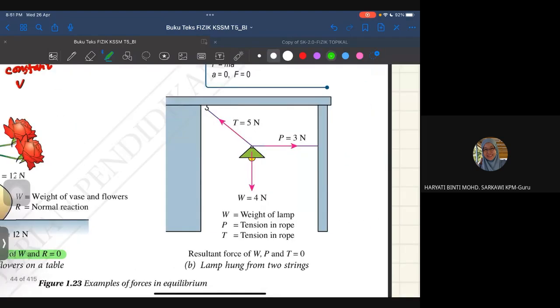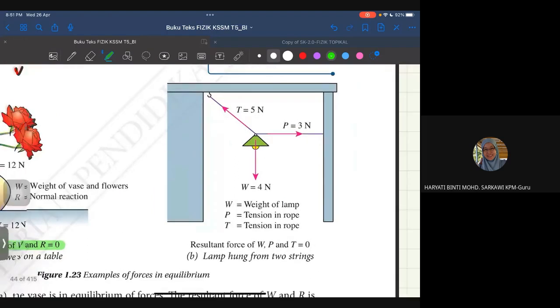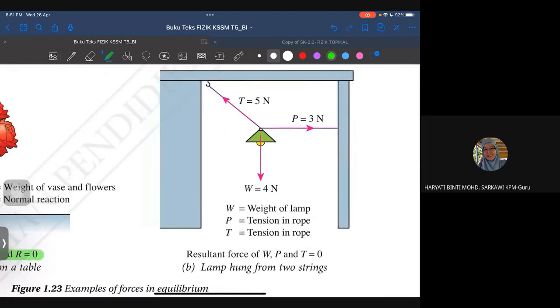We have another system where we have a lamp hung from two strings. We have the lamp and then there are two strings, one here and another one here, and the lamp is stationary. When the lamp is stationary, we can say that the forces acting on the lamp are in equilibrium. So we can label the forces acting on the lamp.